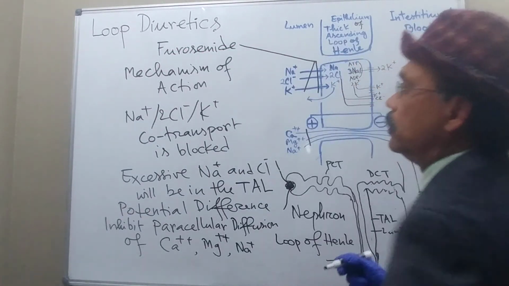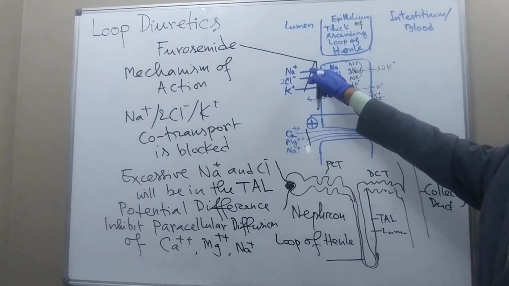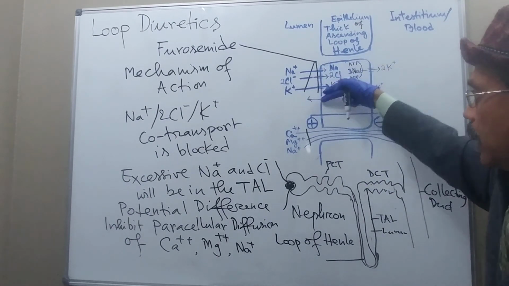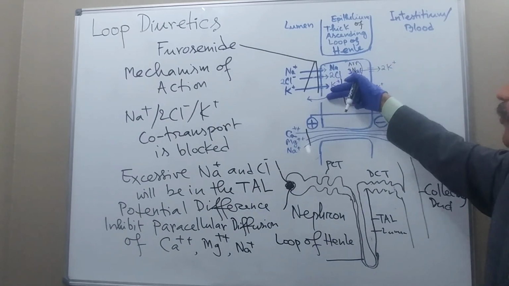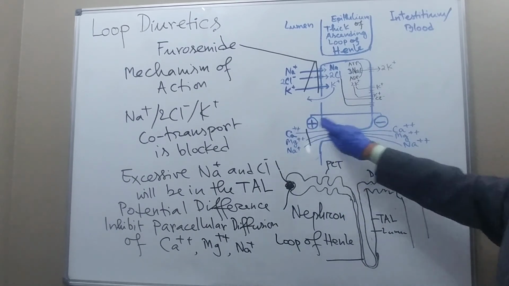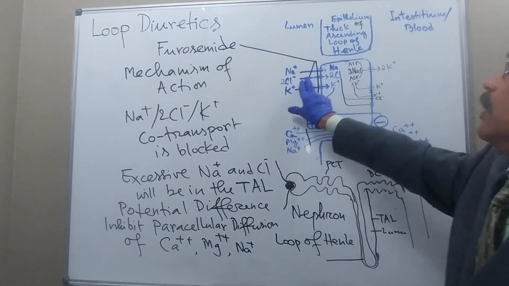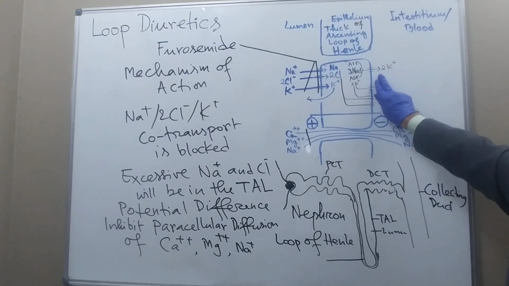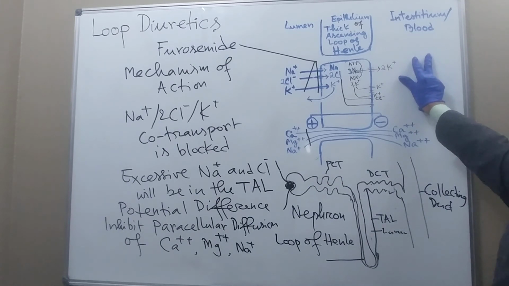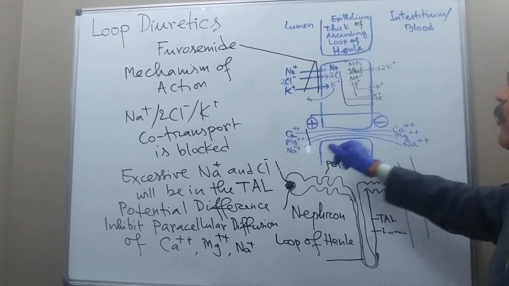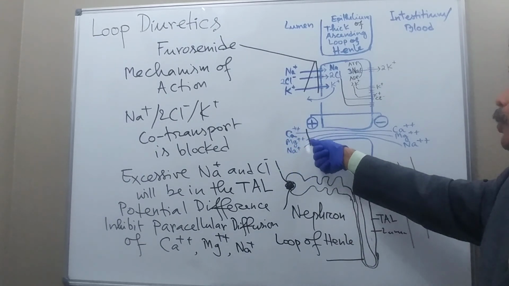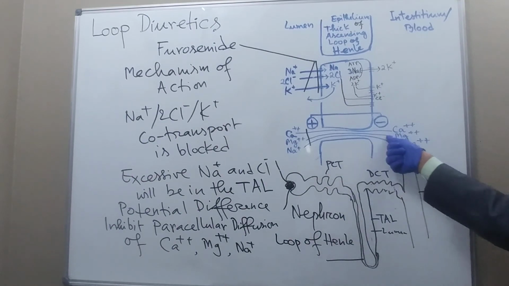So we got the mechanism of action. Blockage here. Excessive sodium chloride. Potassium again coming back here from inside the cell. Okay. So what will happen? There will be potential difference between this side and that side. This is the luminal surface. This is the basolateral surface. This is towards the interstitium. Blood vessels are present there. So due to potential difference, there will be inhibition of calcium, magnesium, and sodium through the paracellular diffusion.